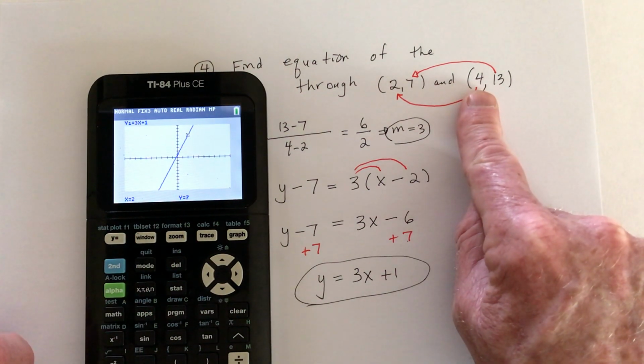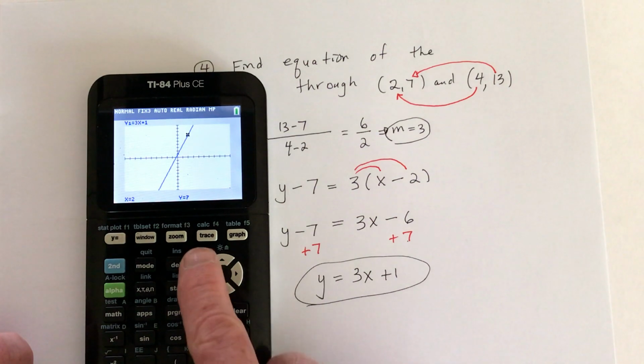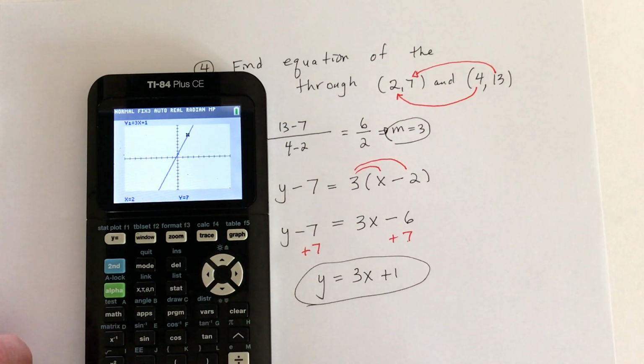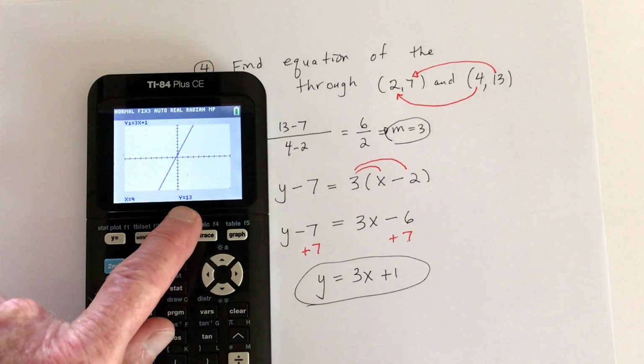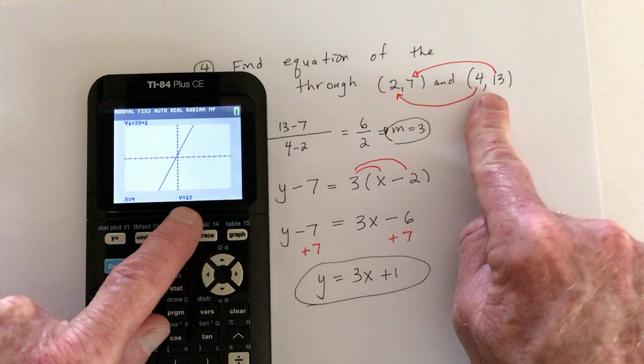Next, I want to see if this 4, 13 is right. Since I already pressed trace, I don't have to press it again. I can just say 4, and it will say x equals 4. And on the bottom right, when you hit enter, it says y equals 13. So that is correct.